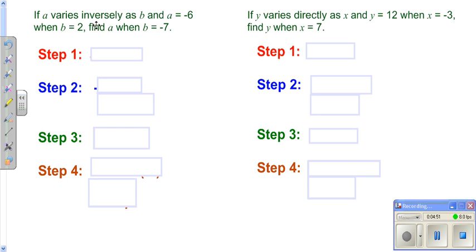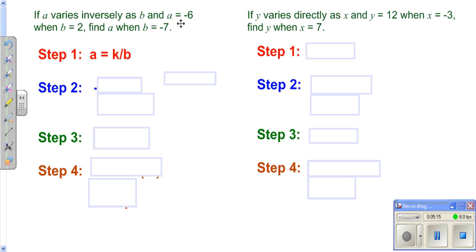Here it says y, or not y, a varies inversely to b. So you know you're going to go a equals. Varies means you're going to go equals with your constant of proportionality here. Inversely to b. Inversely means you need to put that in the denominator, so you're going to put b down in the bottom. So here's your general equation.